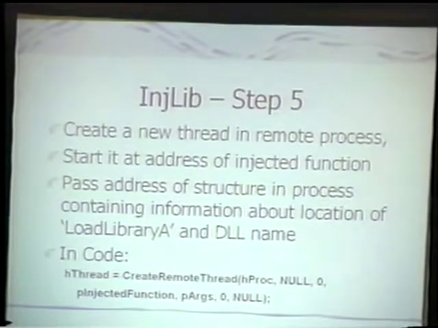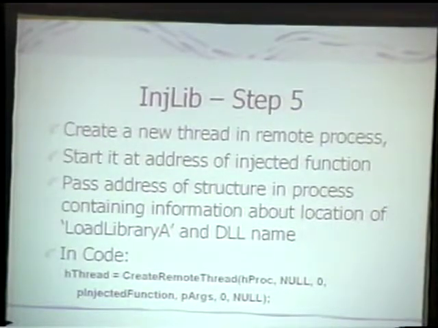In step five, we create a new thread in the remote process, and we start it at the address of the injected function. So we've got this code inside the remote process. Now we need to start it to get the library loaded by that code. And to do that, all we do is we create a remote thread.